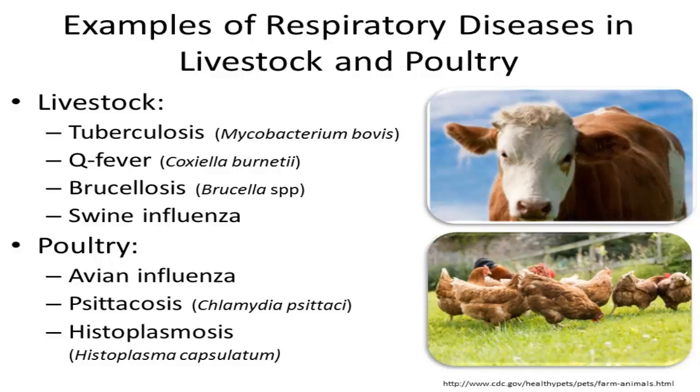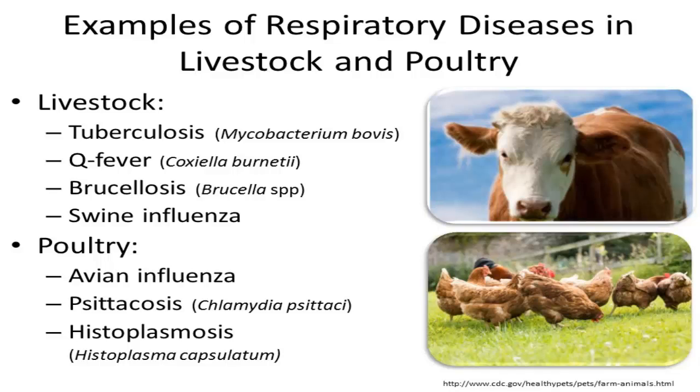There are federal eradication programs in place to reduce the incidence of tuberculosis and brucellosis. And as a result of these programs, most states are tuberculosis and brucellosis free. In poultry, avian influenza, psittacosis, and histoplasmosis are all capable of being aerosolized. The distance that aerosolized particles can travel and remain infective varies from disease to disease.